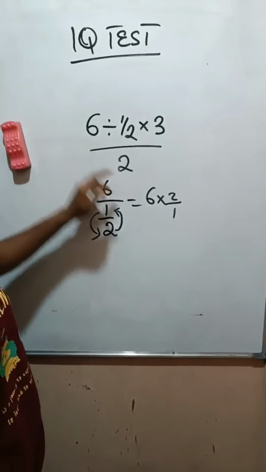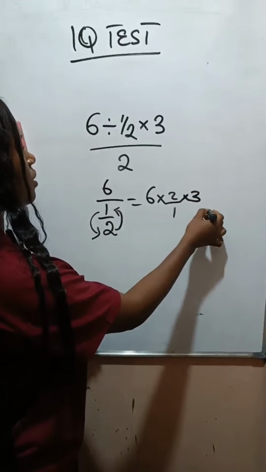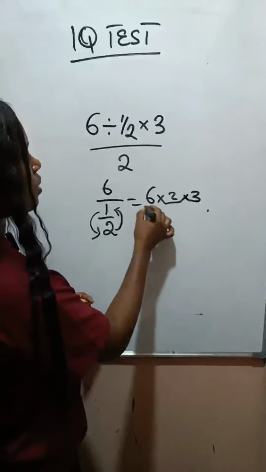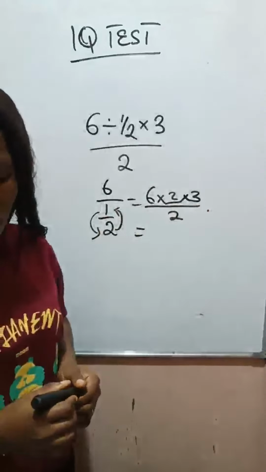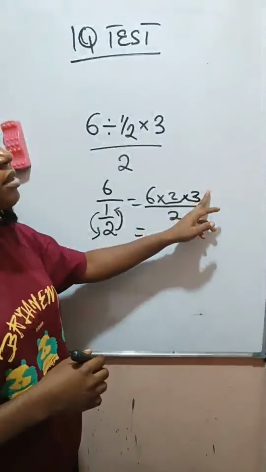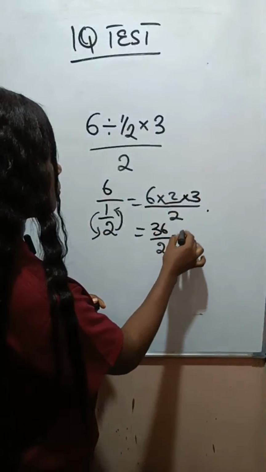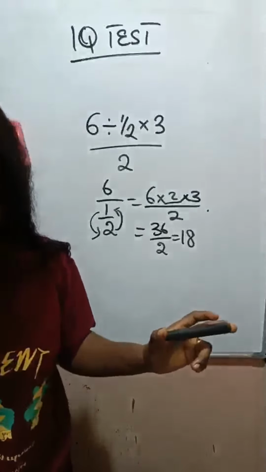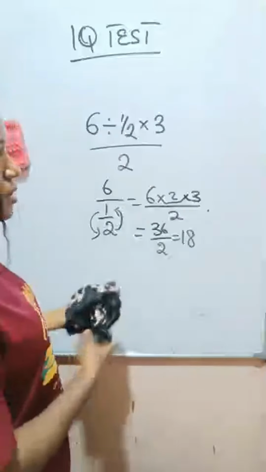So this question is something like 6 multiplied by 2 multiplied by 3 divided by 2. So 6 times 2 is 12. 12 times 3 is 36. And 36 divided by 2 is 18. And that is how they got 18, for those of you that sincerely want to understand why.